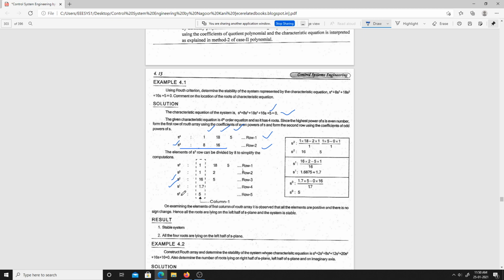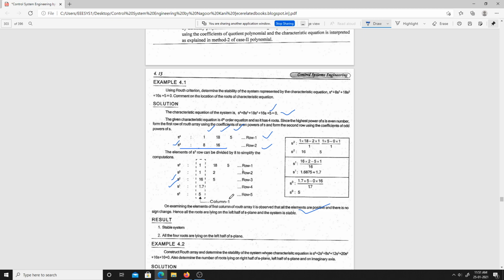Similarly, for the s power 0 row, 1.7 into 5 minus 0, by 1.7. Is it clear? It will be 5. In such a way we construct the Routh array. Now, on examining the elements of the first column of the Routh array, it is observed that all the elements are positive and there is no sign change. Hence all the roots lie on the left half of the s plane, and the system is a stable system. Is it clear? So this is example 1.